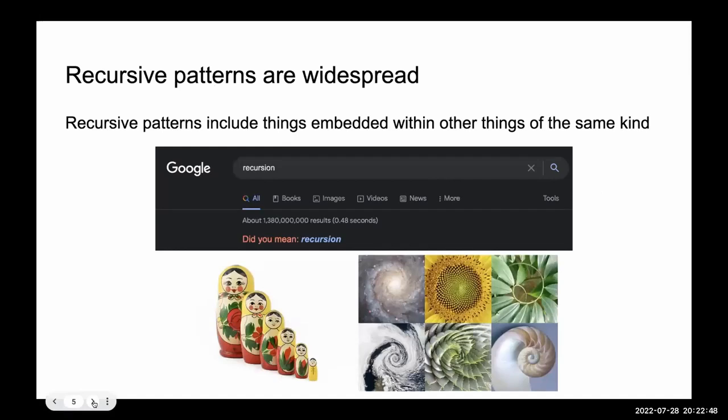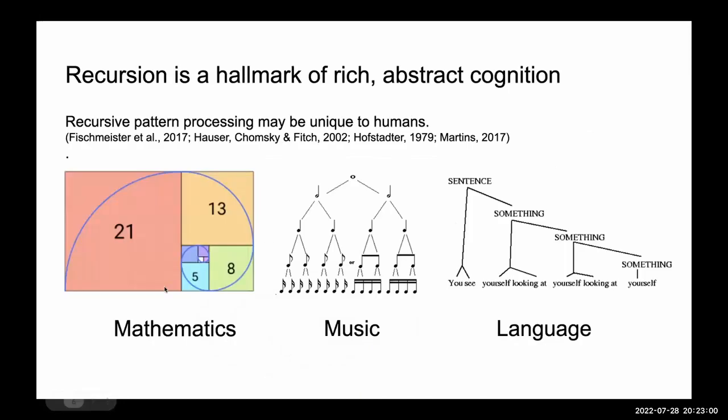And there are a lot of definitions of recursion out there. We will keep it simple, where we mean recursive patterns to include things embedded within other things of the same kind. Specifically, we refer to those sorts of recursive patterns which are seen in fields like mathematics, music, and language. Now, recursion is a hallmark of rich abstract cognition. And over the past couple of decades, there have been a lot of discussions and debates about whether it might be unique to humans.